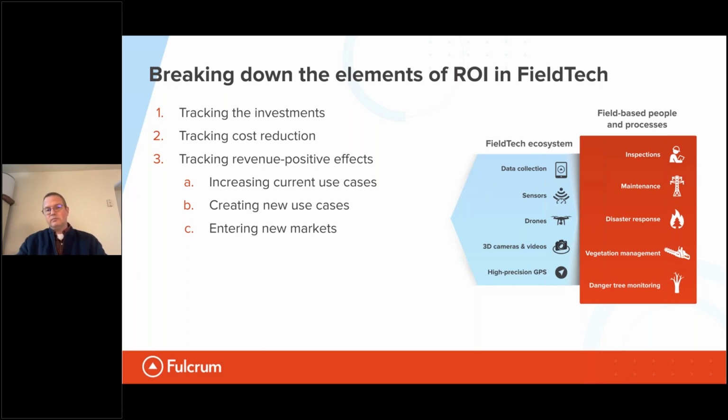So there, you're not looking for cost savings. Yes, you could reduce your workforce by 20%, but that's not what you want. You want to increase the amount of work you're doing, that's an uplift in current use cases.